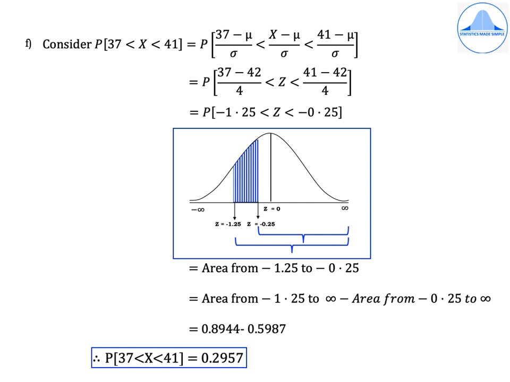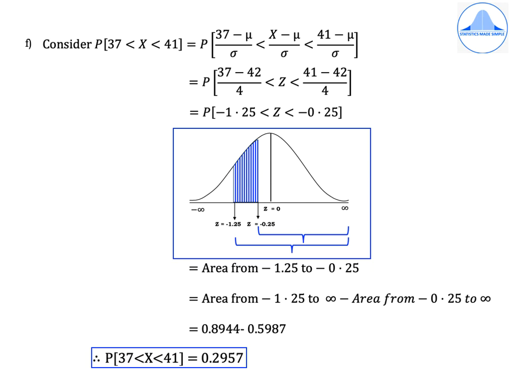So I've shaded between those two values in blue color, and then you draw a big flower bracket from minus 1.25 to infinity and another flower bracket from minus 0.25 to infinity. So the shaded area is nothing but area from minus 1.25 to minus 0.25. And how do we get this area? It is nothing but the larger flower bracket area minus the smaller flower bracket area. That is area from minus 1.25 to infinity minus area from minus 0.25 to infinity.